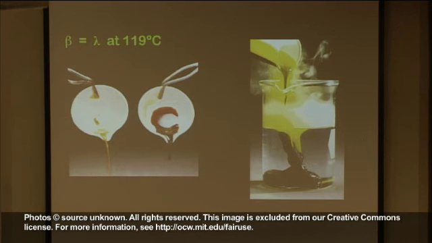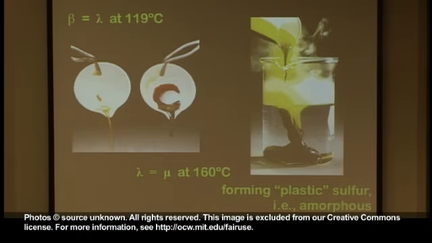And if you get a very high cooling rate and you got those long chains, what happens? You don't form the crystal, you form the amorphous form. So they'll call this forming plastic sulfur. We know better. It's amorphous sulfur. It's not plastic sulfur.